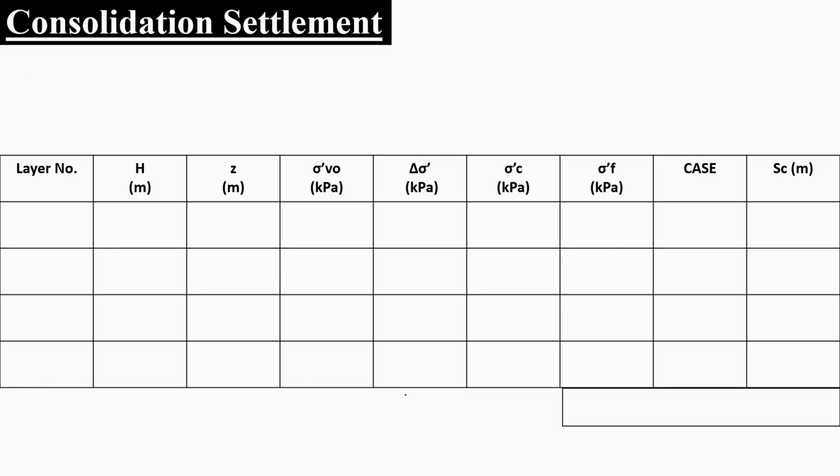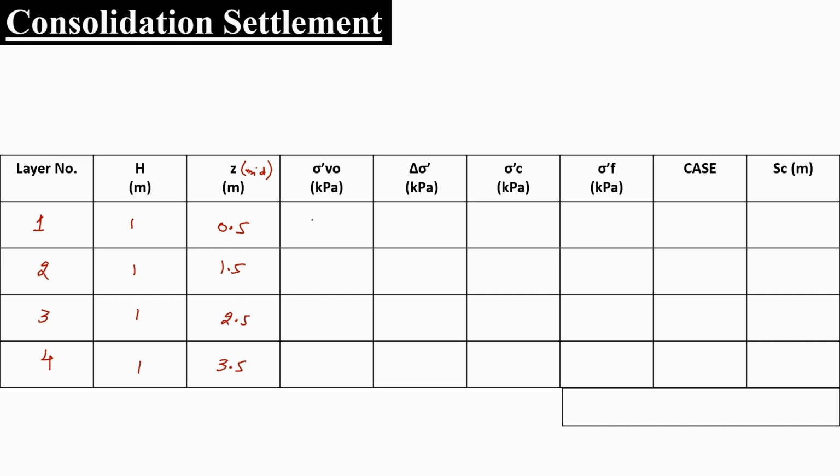So what will we do? We will prepare a table and we will write the layer number 1, layer number 2, layer number 3, and layer number 4. What is height of layer number 1? This is 1 in meters. It is 1, it is 1, it is 1. All layers are of 1 meter. What is height of midpoint? This Z means height of midpoint. It is 0.5, 1.5, 2.5, and 3.5. This is height of midpoint from the top of clay.